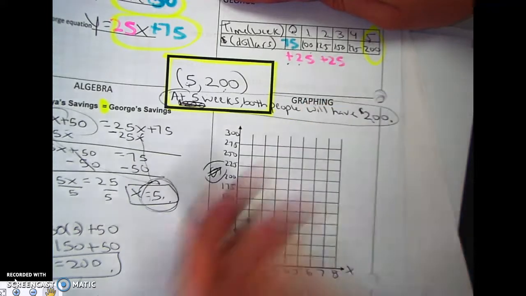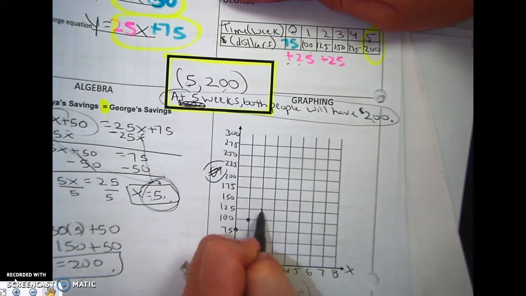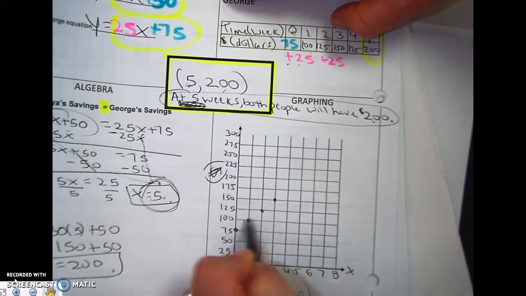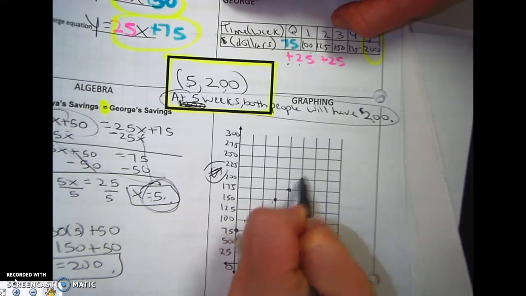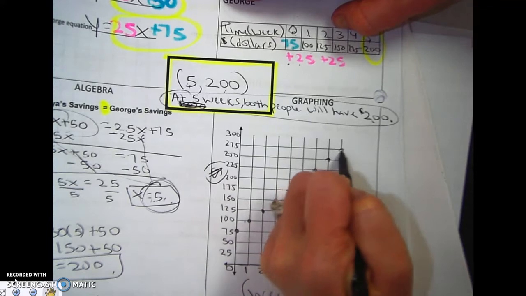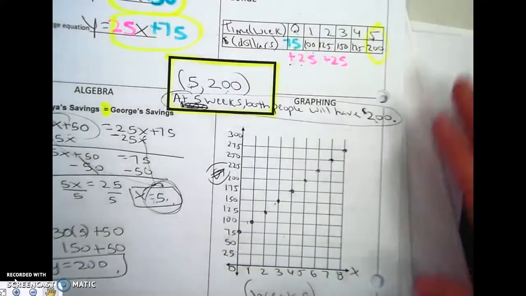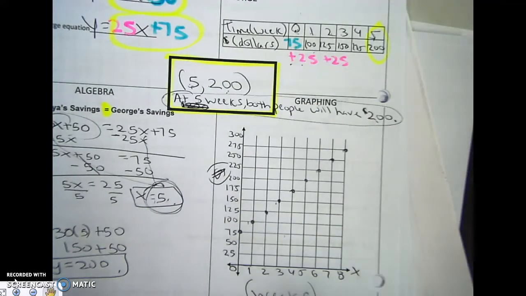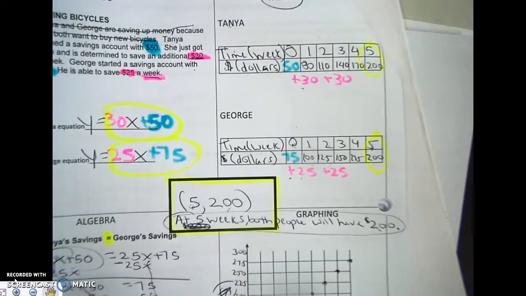Right 2 up 125. Right 3, 150. You'll notice it's a pattern, so dot, dot, dot. It's going to be clear. You just keep going. I feel like George is easier because we went plus 25 and it started at 75. Now, Tanya might be a little bit more difficult.